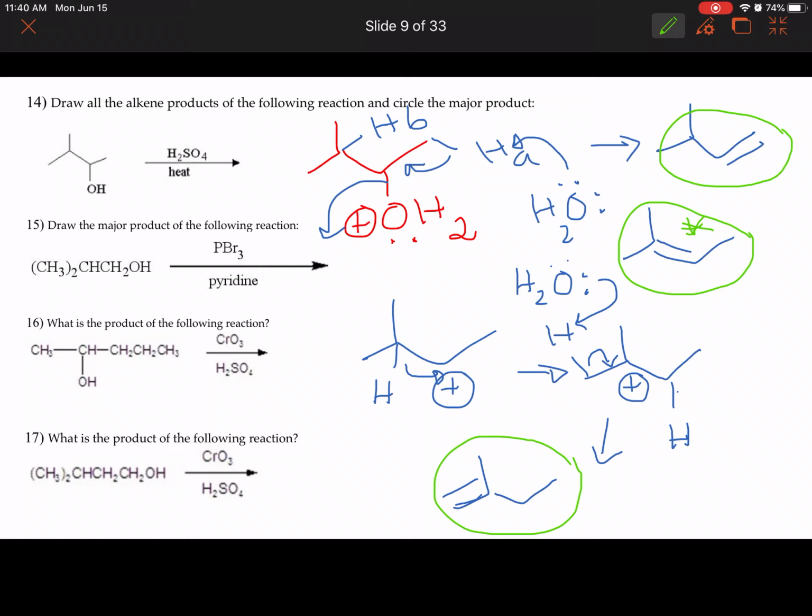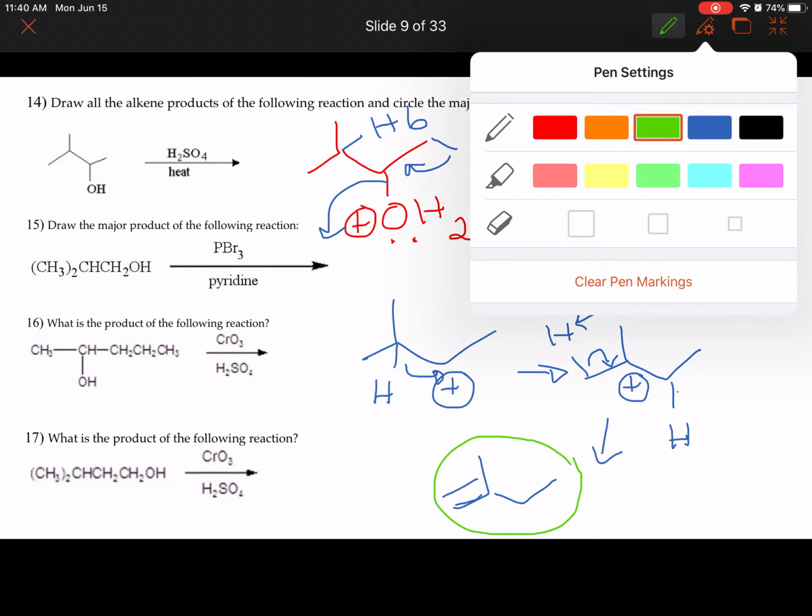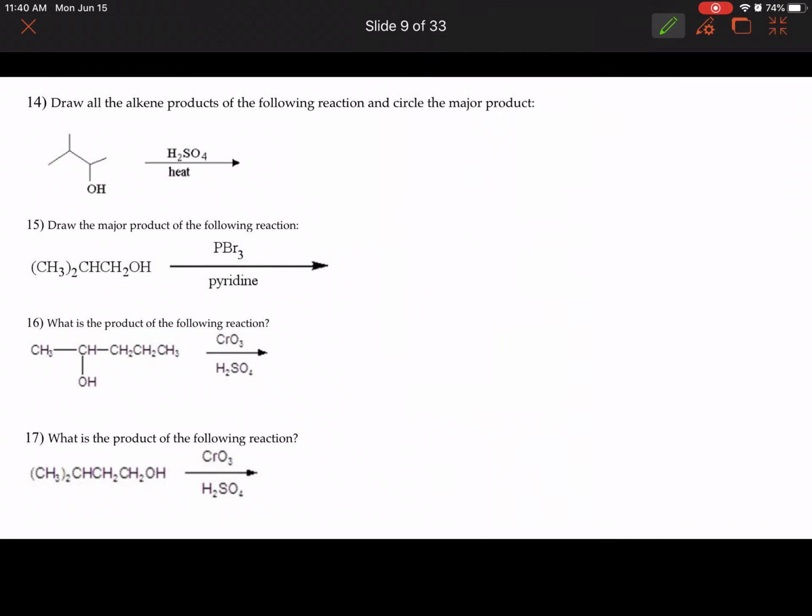And then the next one, draw the major product of the following reactions. PBr3, pyridine. It's a primary alcohol. So phosphorus tribromide will replace the hydroxyl group with bromine. Okay, I'm going to go ahead and clear all the pen markings, but you got the answer for that. So for this one it would be CH3 to CH2Br, easy.